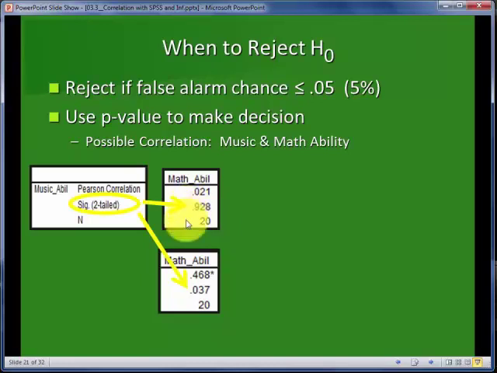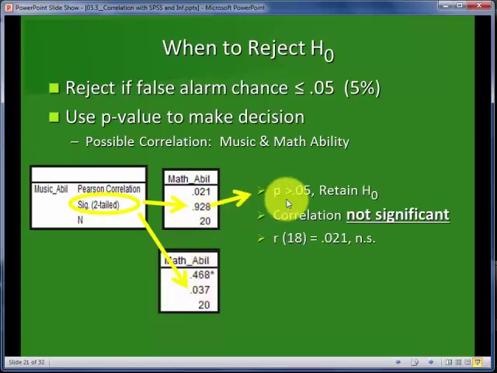You can see if it turns out this way, we have one p-value, and this way we have a different p-value. In one case, p is not less than or equal to 0.05. In the other case, it is. So in this case, p is greater than 0.05. It's too likely that rho is equal to 0. Because look here, the correlation is only 0.021. That's pathetic, right? The 0.928 is telling you that there's a 92.8% chance of a false alarm. Oh my goodness, that's just way too high. So we have to say the correlation is not significant.